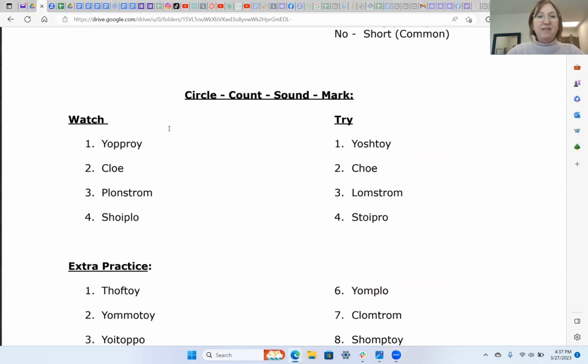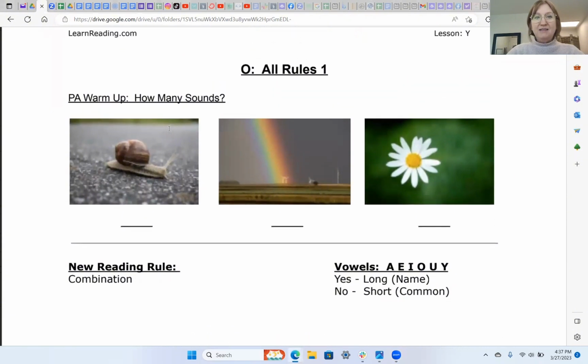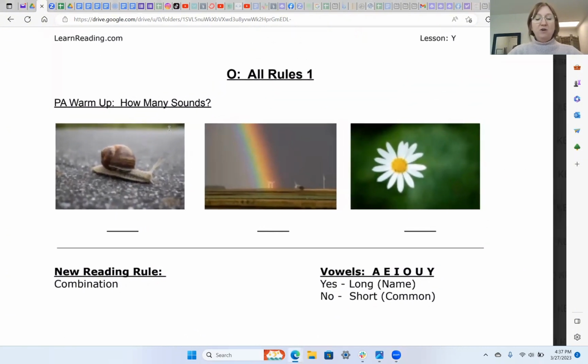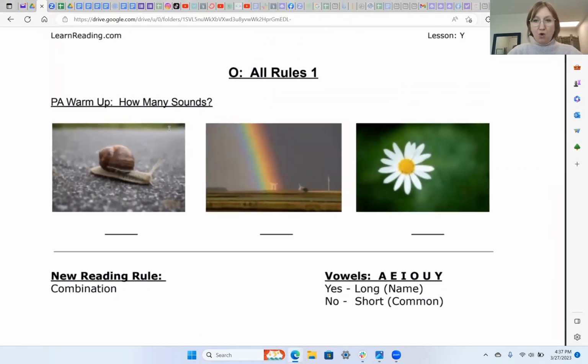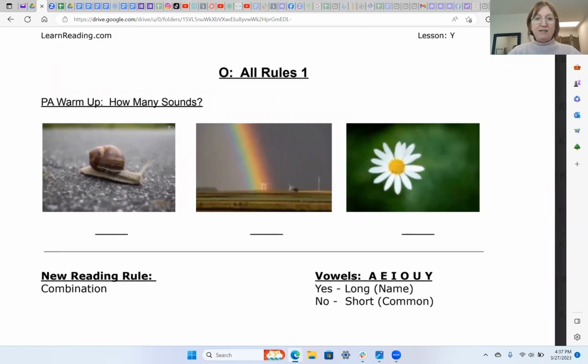Start at the beginning with this session's lesson. We're going to review all of the rules for O today and on Wednesday.